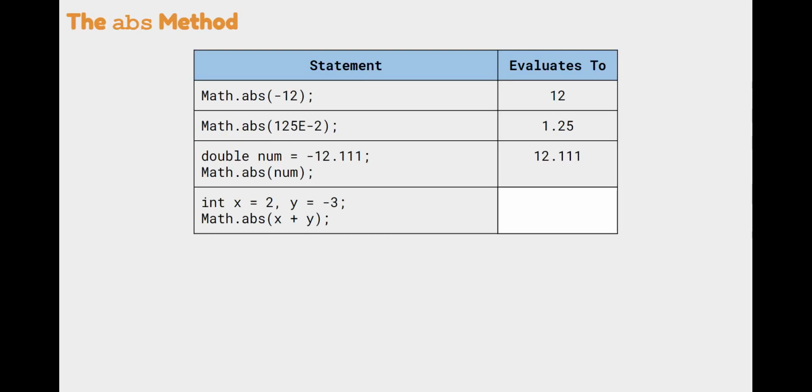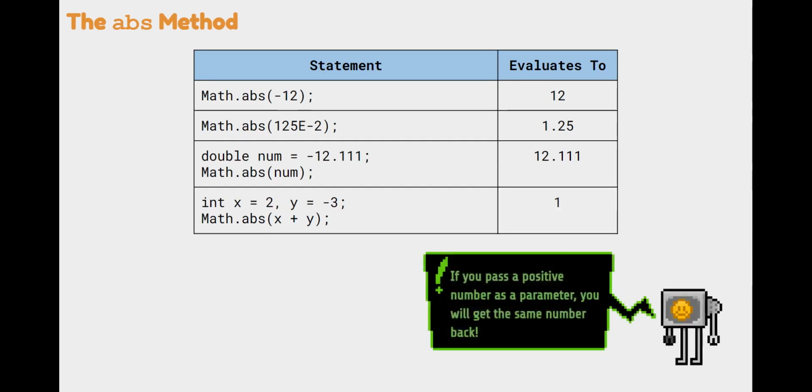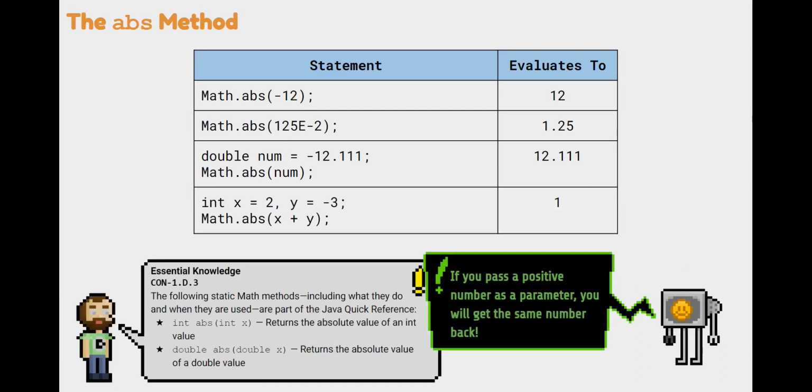The abs method will only accept a single value. We have x plus y, which ends up being 2 plus a -3. That evaluates to a -1. That -1 gets passed into the abs method. That evaluates to a +1. If you pass a positive number as a parameter, you will get back the same number. This aligns with our essential knowledge that the abs method is part of the Java Quick Reference.